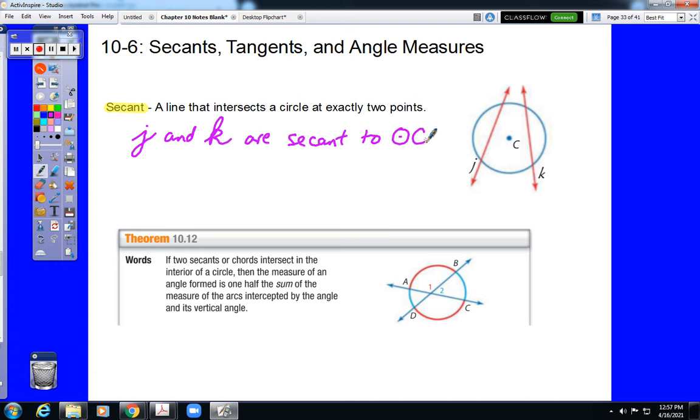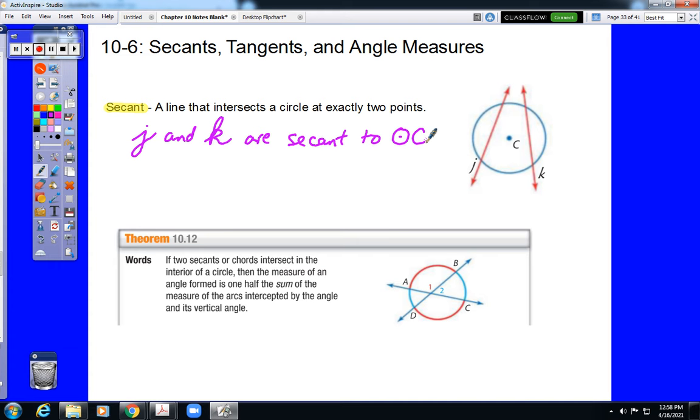Now basically we're going to be dealing with three different rules in this section, because when we talk about secant and tangent lines and how they interact with each other in or around a circle, there are three ways they can intersect. They can intersect inside of the circle, they can intersect on the circle, and they can intersect outside of the circle. So we have one rule for each of those situations.